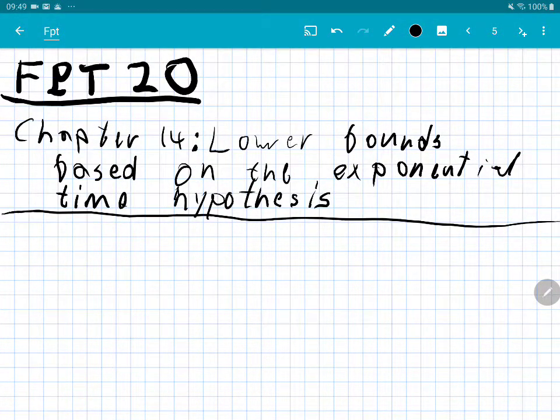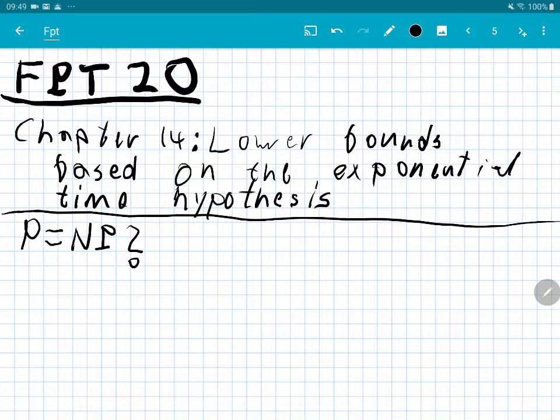Okay, so today's lecture is going to be about lower bounds using the ETH or strong ETH, known as SETH. As background, let me talk a little bit about maybe the most important problem in computer science, which is of course whether P is equal to NP.